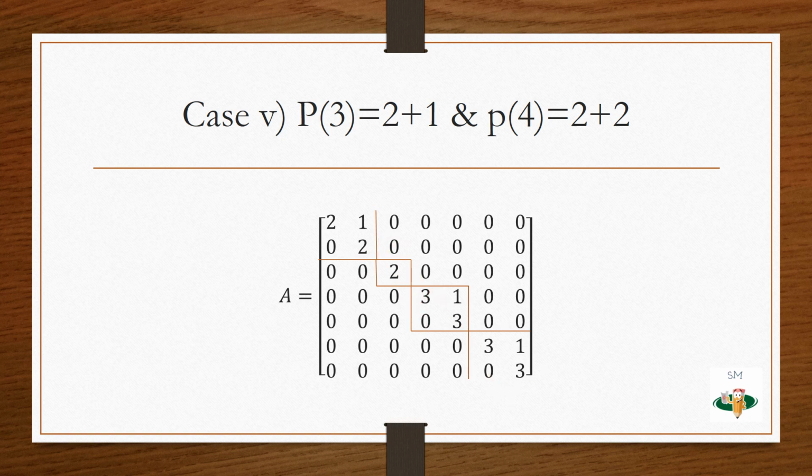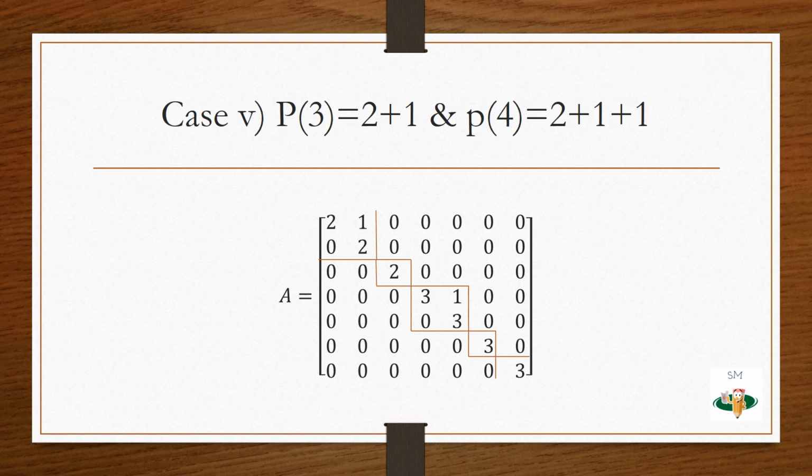Similarly, the last case: 2 plus 1 with 2 plus 1 plus 1. So 2 plus 1 means 2 plus 1, and 2 plus 1 plus 1. Okay, that's all. These are all the possibilities.